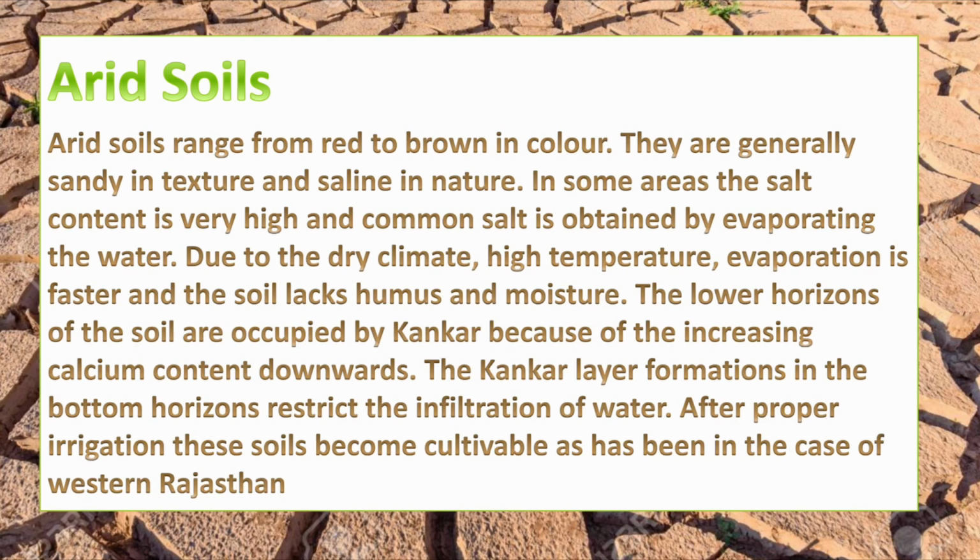The lower horizons of the soil are occupied by kankar because of the increasing calcium content downwards. The kankar layer formations in the bottom horizons restrict the infiltration of water. After proper irrigation, these soils become cultivable, as has been the case in western Rajasthan.